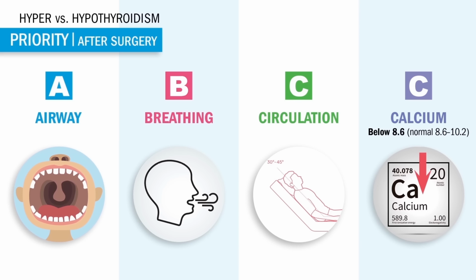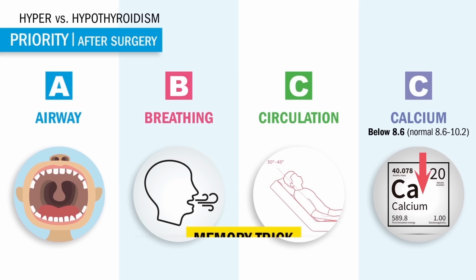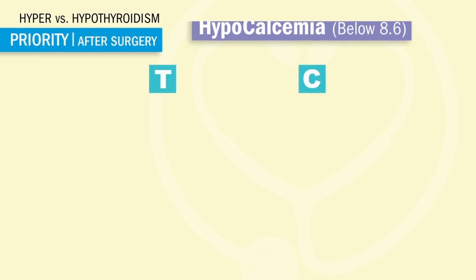Now guys, these numbers are based on NCLEX standards, so your textbook and your school might differ. So memory trick is if you remove the T, then you check the C. Or basically, if you remove the thyroid, then guys, check the calcium. Now the first sign of low calcium, write this down, tingling and numbness or circumoral tingling around the mouth and even the fingers. And the 2 other keywords are T and C for low calcium.